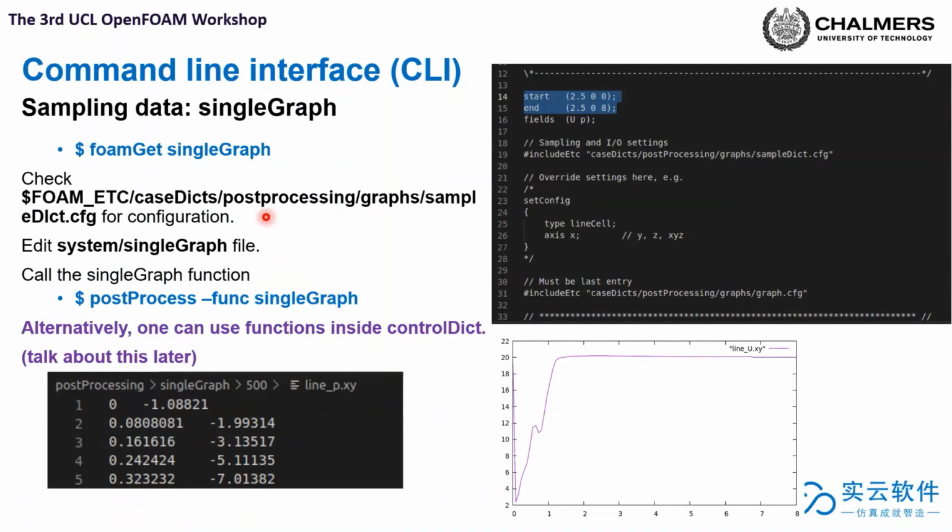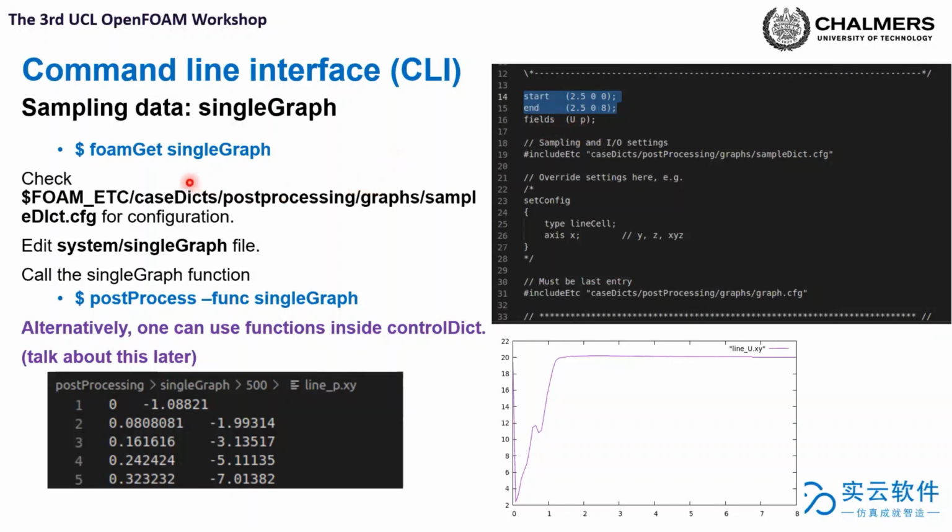And the second utility I want to talk about is the single graph. Again, you can use form info single graph description, and this one is similar to the plot over line we talked about in ParaView. So it samples data along a line, and you need to specify the starting point and the end point, and also specify which fields you want to sample.